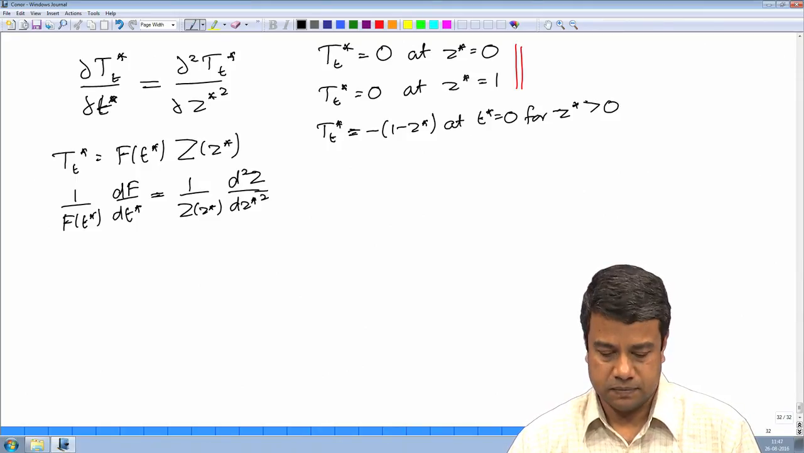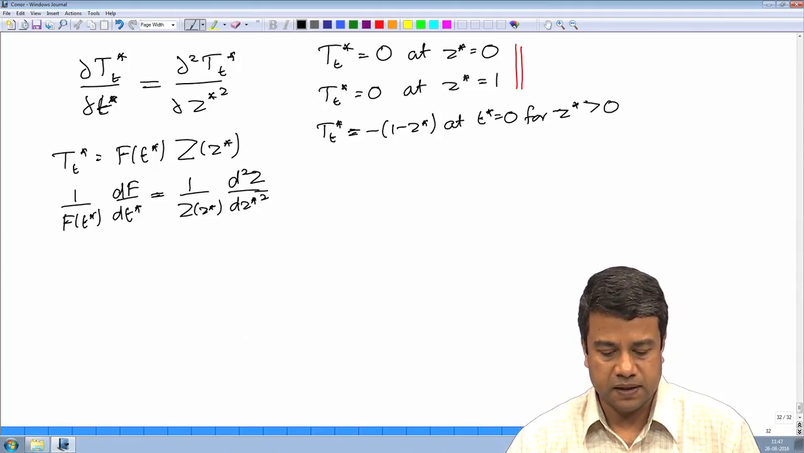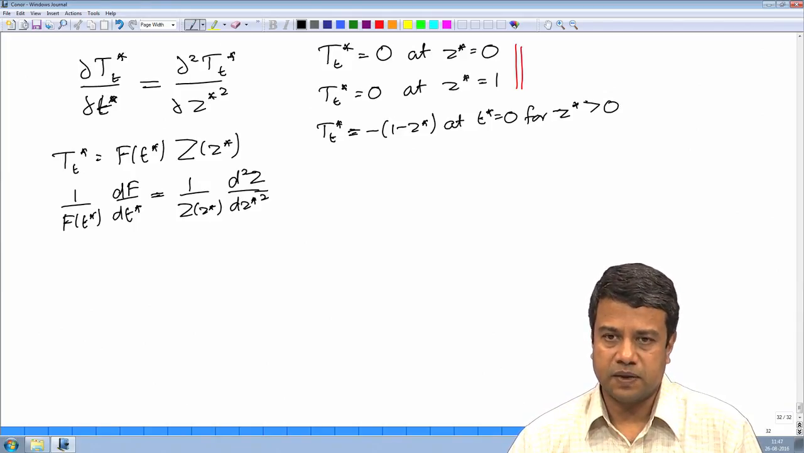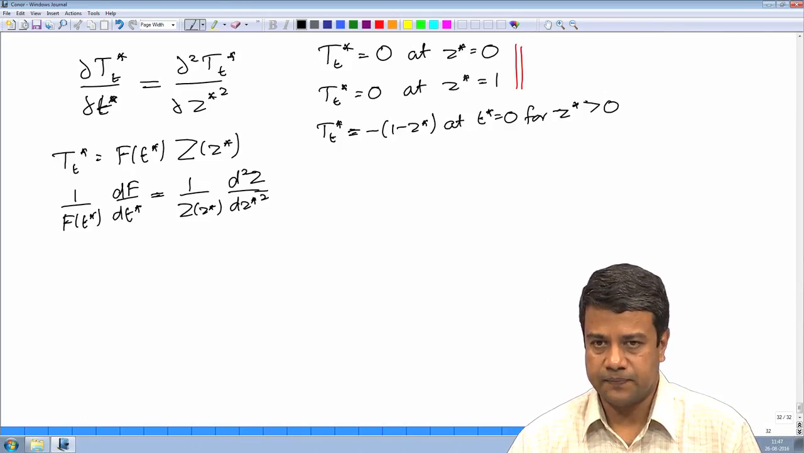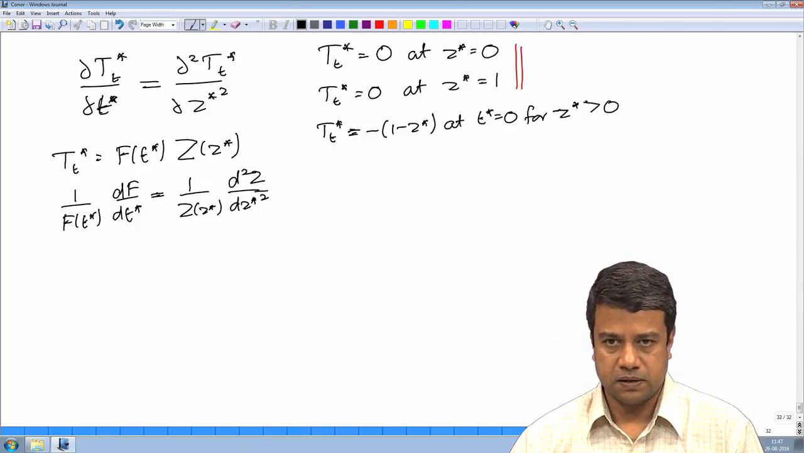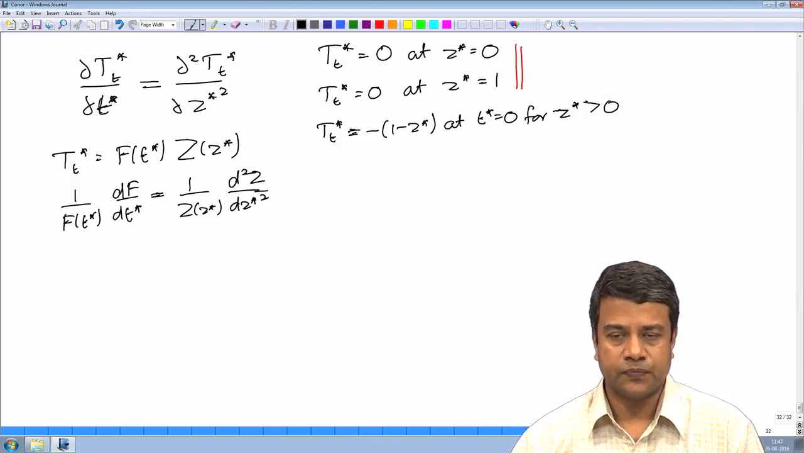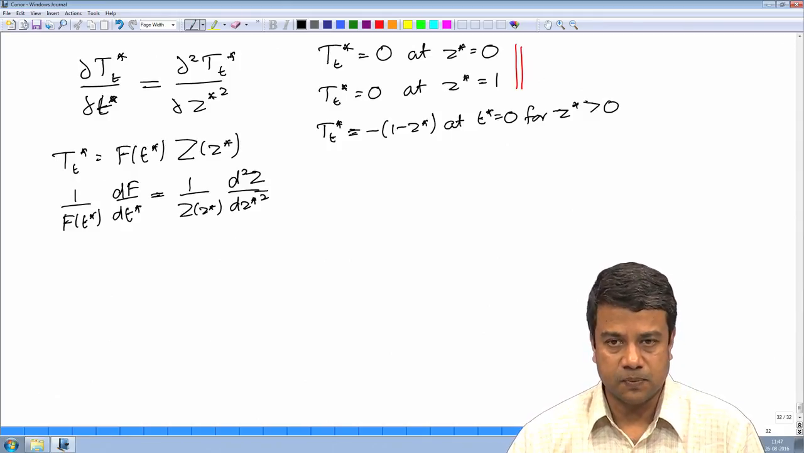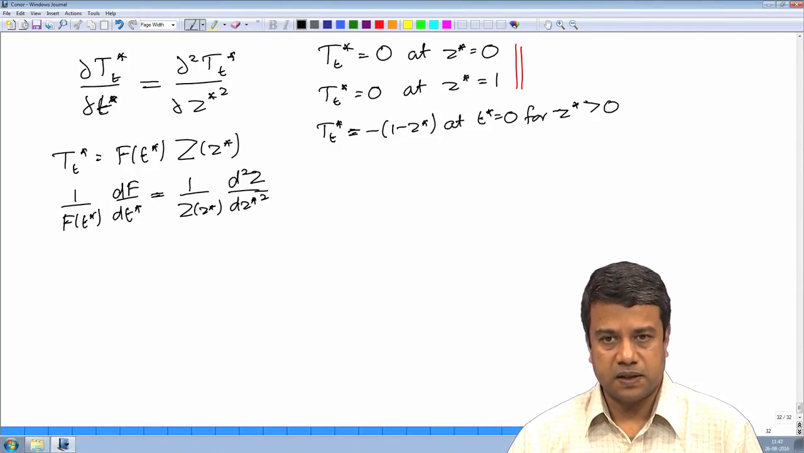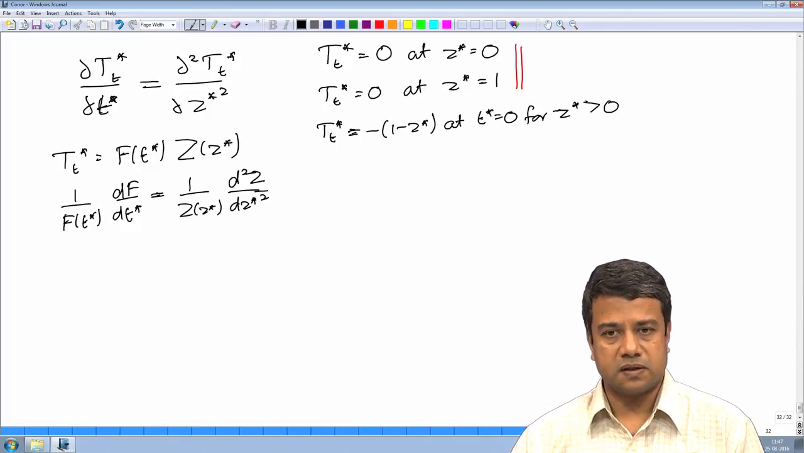What constants should they be? If the constant were positive, this function f would be an exponentially increasing function in time. That does not satisfy our expectation that in the long time limit, T star has to go to 0, the transient part has to decrease to 0. That cannot happen if the temporal variation is an exponentially increasing function. So, the only possibility is for the temporal variation to be an exponentially decreasing function, which means that the constant is negative.